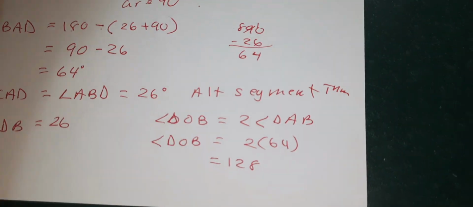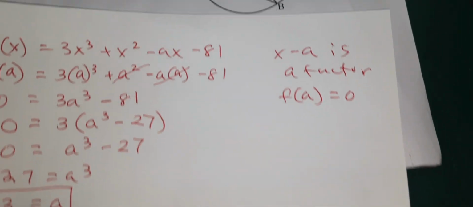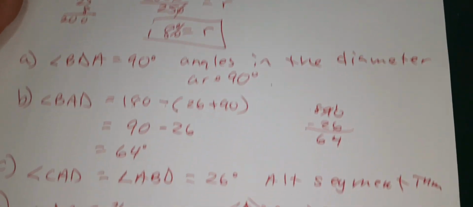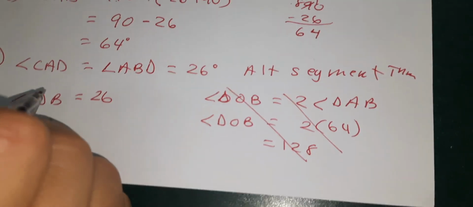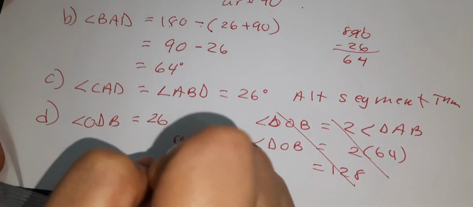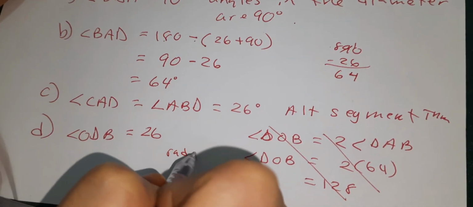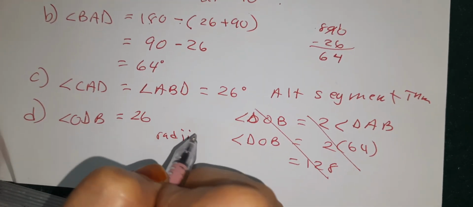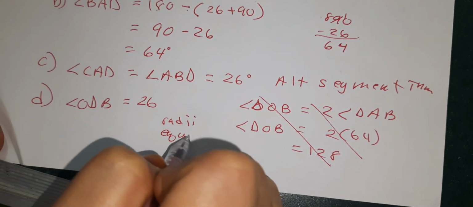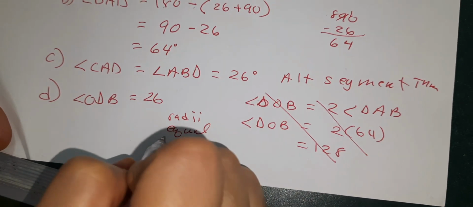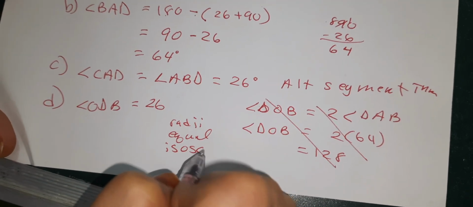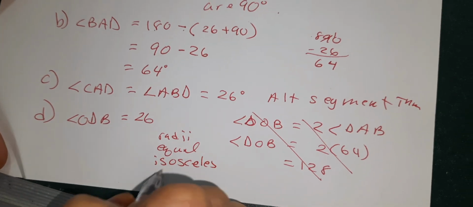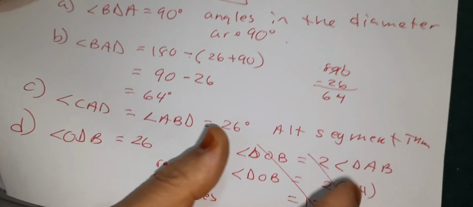I thought they asked this angle also. Okay, so this is not needed. You can simply say ODB is 26 because the radii are equal. Reason: isosceles triangle theorem. Okay, that's question 2.